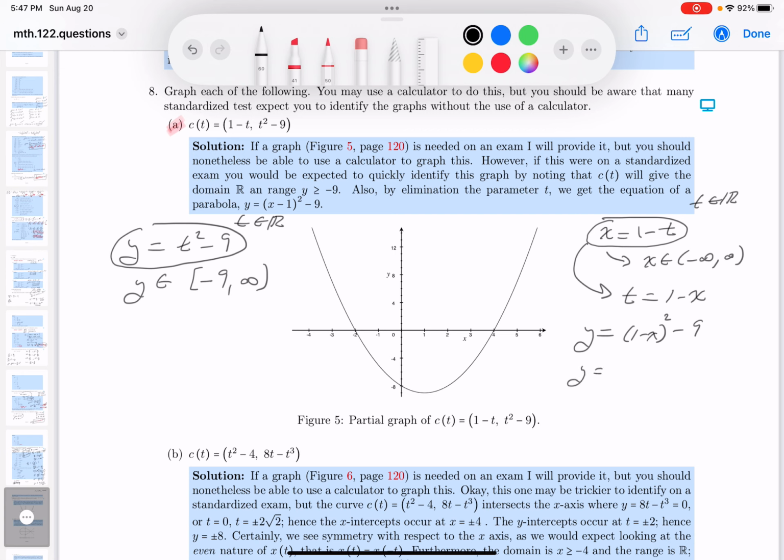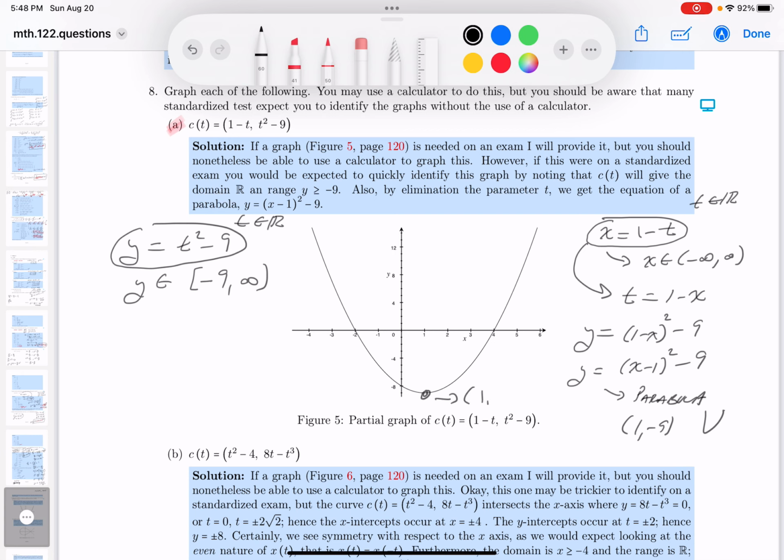y equals, well, I could write this as x minus 1 squared, it's really the same thing, minus 9. I immediately recognize this thing as a parabola. Immediately. I don't think I did a good job of writing that down, by the way. Let me erase this over here. I immediately recognize a parabola, with the vertex at 1 comma minus 9, and it opens upward.